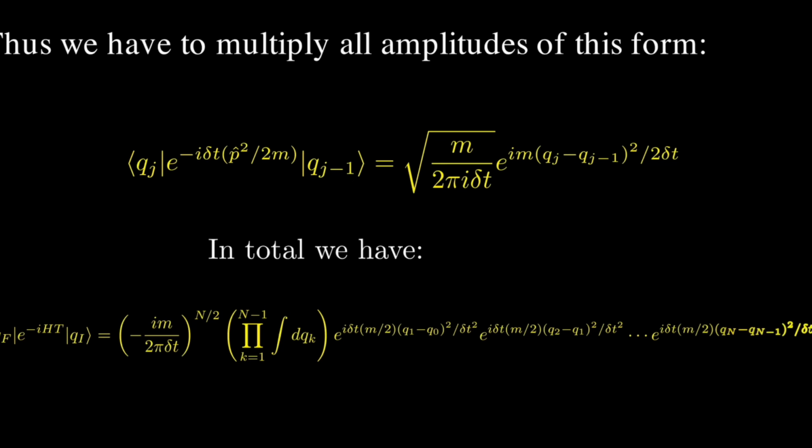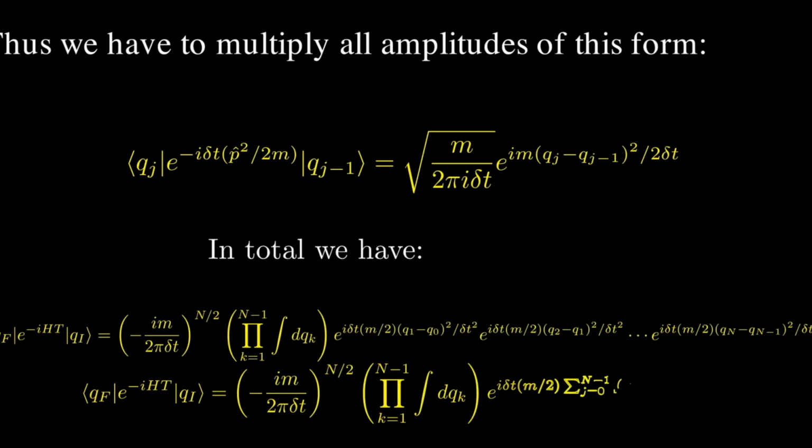So we'll have e to the i delta t m over 2 times q1 minus q0, and then q2 minus q1, and so on until qn minus 1, squared. Of course, because these are just numbers, we do not have any operators. We have just an integral of a product of exponential functions, and when we multiply exponential functions, we can sum the exponents. We can write all these exponents summed up in a nice form. So the final amplitude would be something like that.